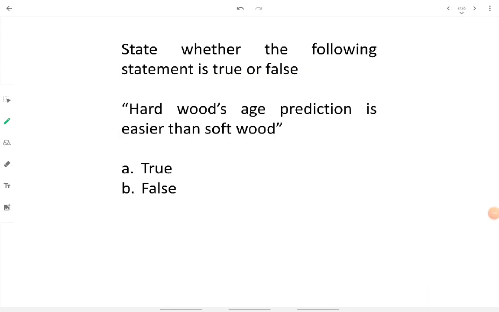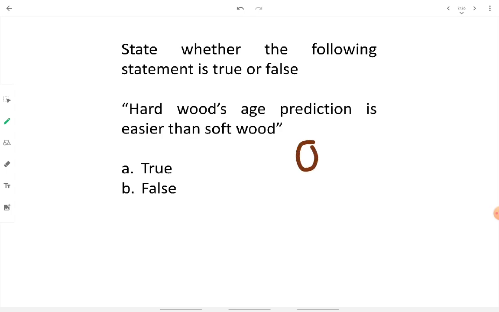Alright, the question is: state whether the following statement is true or false. The statement is saying hardwood's age prediction is easier than softwood. Okay, let's first see how the age prediction or age determination is done in the case of wood.